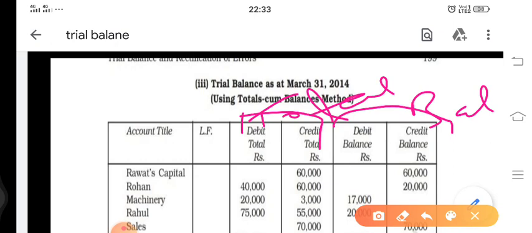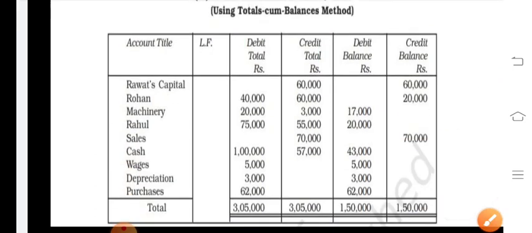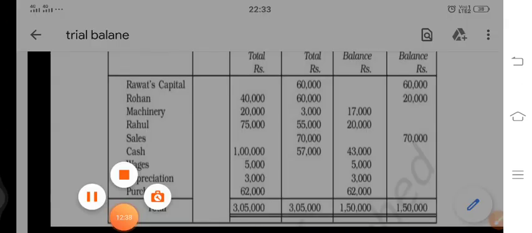So as you can see, it's nothing else but the combination of the first plus second method. First of all we have written the first method and secondly we have written the second method. If you can check here, we have first of all written the first method total and then we have done the second method, and this is how our third method follows, which is our total cum balance method. So I hope with this you people are clear with this topic.